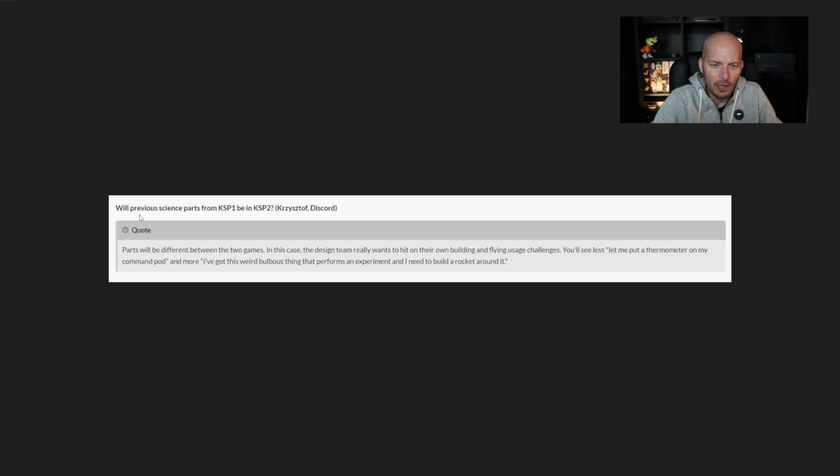Will previous science parts from KSP1 be in KSP2? Parts will be different between the two games. In this case, the design team really wants to hit their own building and flying usage challenges. You'll see less, let me put a thermometer on my command pod, and more, I've got this weird bulbous thing which performs an experiment, and I need to build a rocket around it.